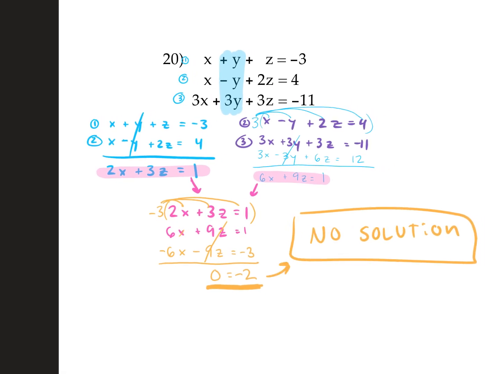What if I had something like 0 equals 0? What would my answer be? Infinitely many solutions. Perfect.